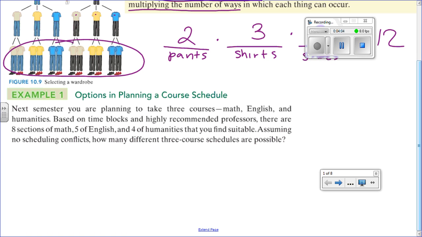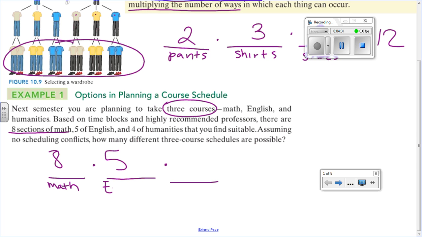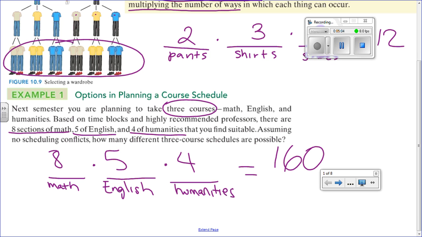For this one, it says you're planning to take 3 courses. So we're going to have 3 spots: math, English, and humanities. Based on time blocks and highly recommended professors, there are 8 sections of math, 5 for English, and 4 for humanities that you find suitable. Assuming no scheduling conflicts, which is impossible, how many different 3-course schedules are possible? 160. So 160 combinations of those classes, assuming they don't overlap, which is not going to happen.